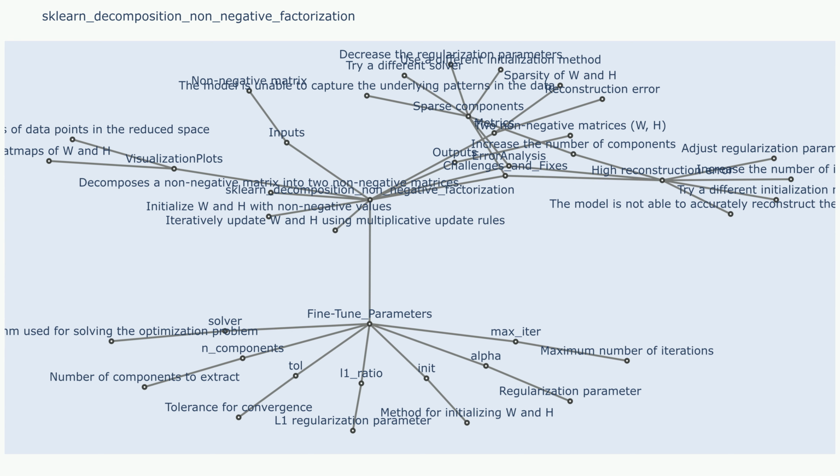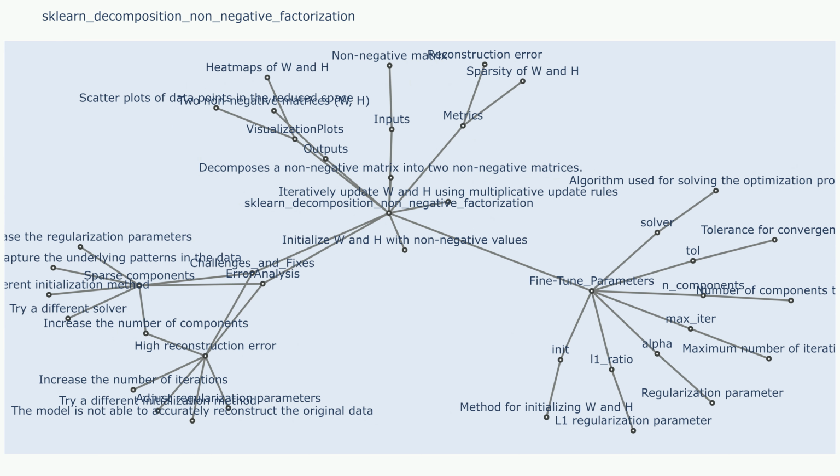Initialization sensitivity. NMF can be sensitive to the initial values of W and H, potentially leading to different solutions and local optima. A user trying to analyze a complex dataset with high dimensionality, and the NMF algorithm might converge to suboptimal solutions depending on the initial guess.